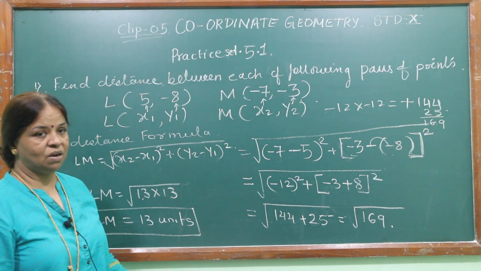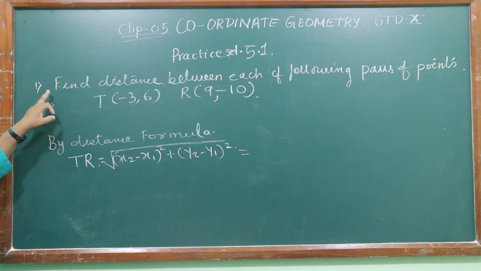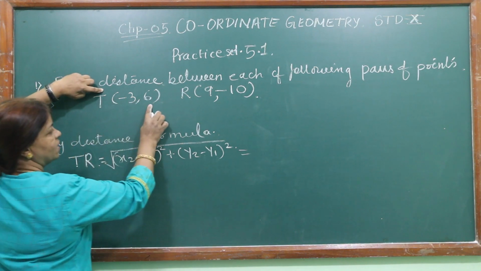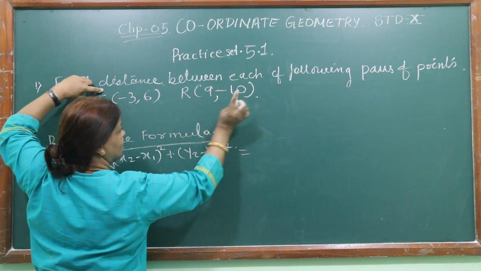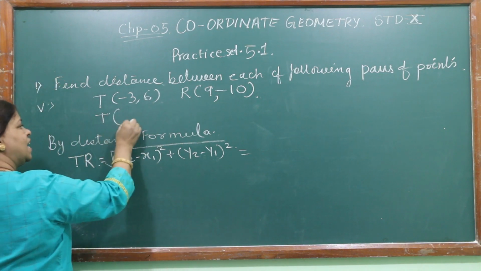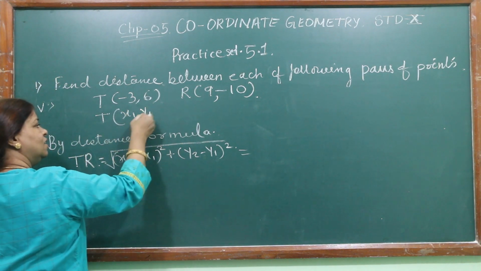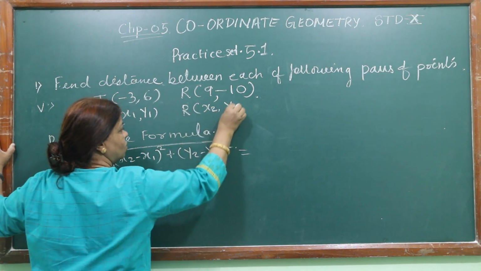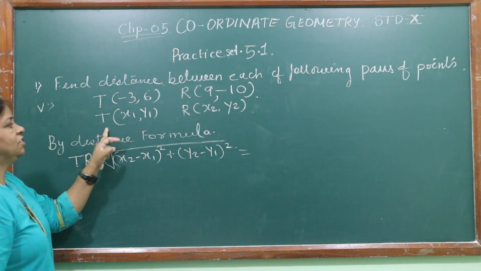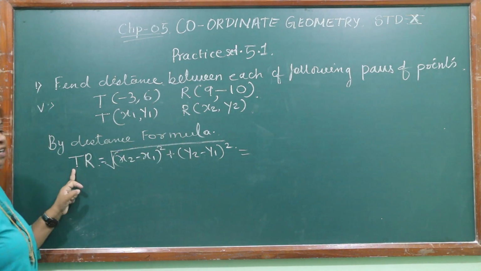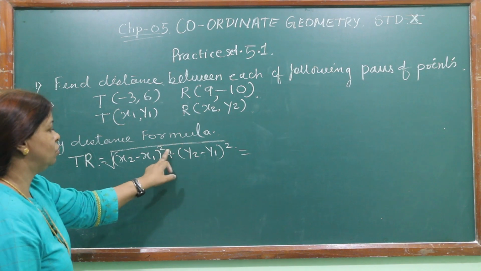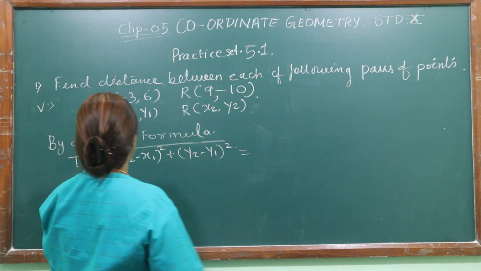Moving to the fifth sum now. Sum number 5 of sub question of first 5.1. T is given minus 3, 6. R is given 9, minus 10. Let us assume T as x1, y1 and R as x2, y2. Then children, again, if you want to find out the distance TR, by distance formula, x2 minus x1 the whole square plus y2 minus y1 the whole square.